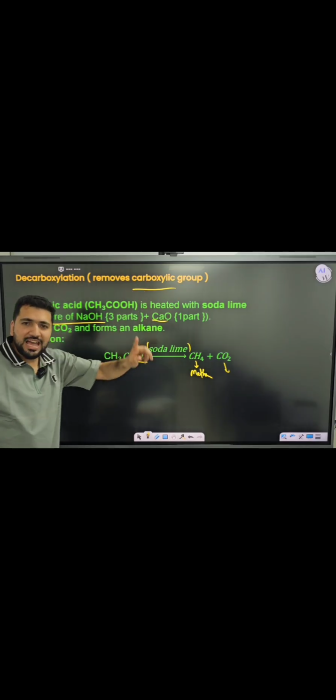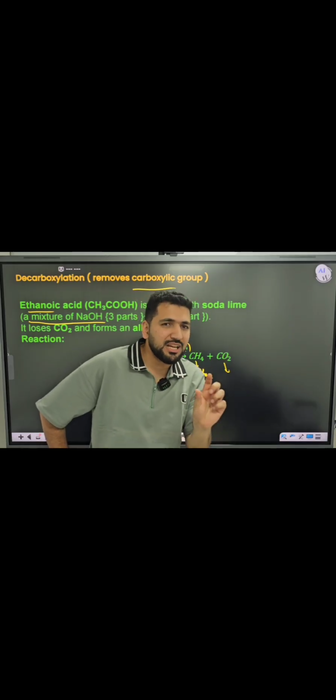What is soda lime? Soda lime is a mixture of NaOH and CaO. How many parts of NaOH, guys? 3 parts of NaOH. And how many parts of CaO? 1 part of CaO. So it loses CO2 and forms an alkane, that is CH4, methane, over there. So the reaction is written over there, right?